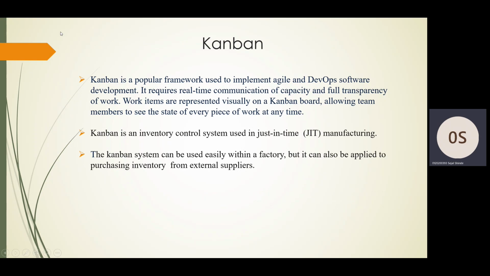The next model is Kanban. So, Kanban is a popular framework used to implement agile and DevOps software development. It requires real-time communication of capacity and full transparency of work. Work items are represented visually on a Kanban board, allowing team members to see the state of every piece of work at any time. Kanban is an inventory control system used in just-in-time manufacturing. The Kanban system can be used easily within a factory, but it can also be applied to purchasing inventory from external suppliers.